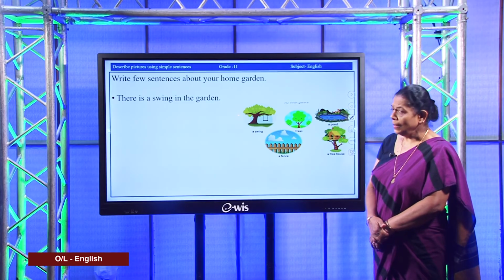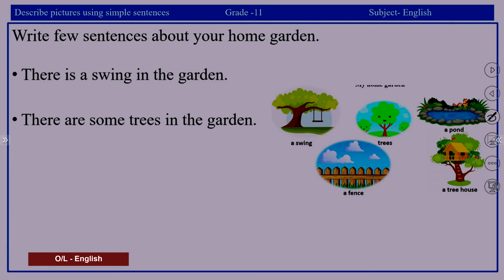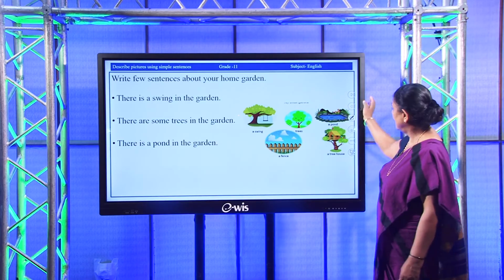There is a swing in the garden. There are some trees in the garden, or there are many trees in the garden. There is a pond in the garden. Only one pond in the garden.